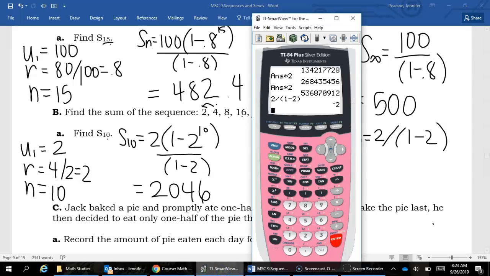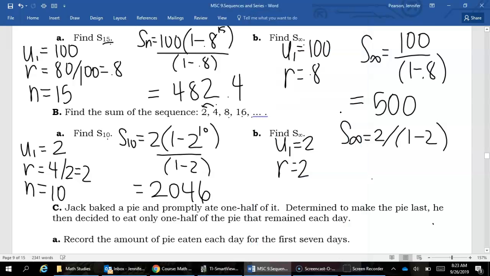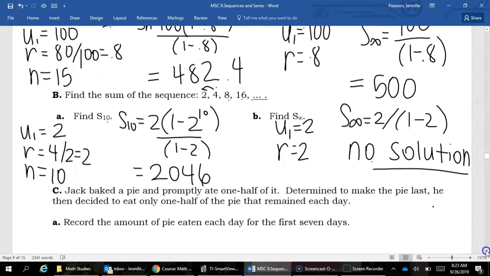So if I get a negative sum, that should help clue me in, if I didn't figure it out already, that this answer is no solution. Our infinite sum only calculates with a decreasing sequence. 2, 4, 8, 16, 32, 64, and so on. That's increasing. No infinite sum.